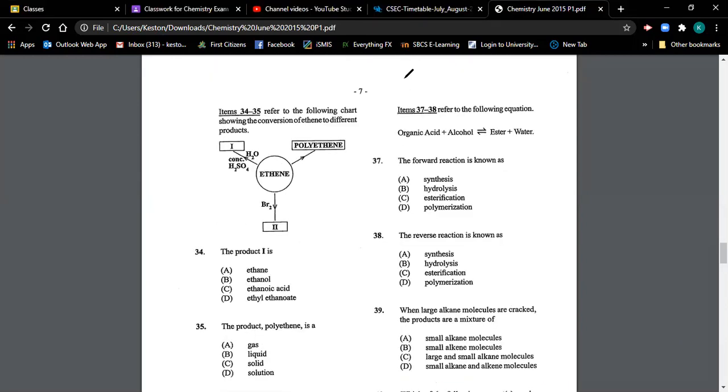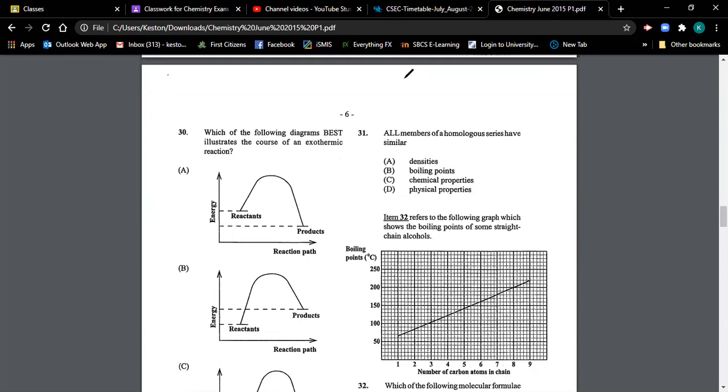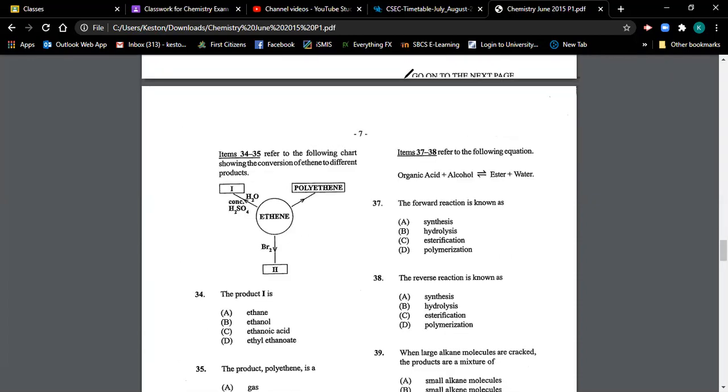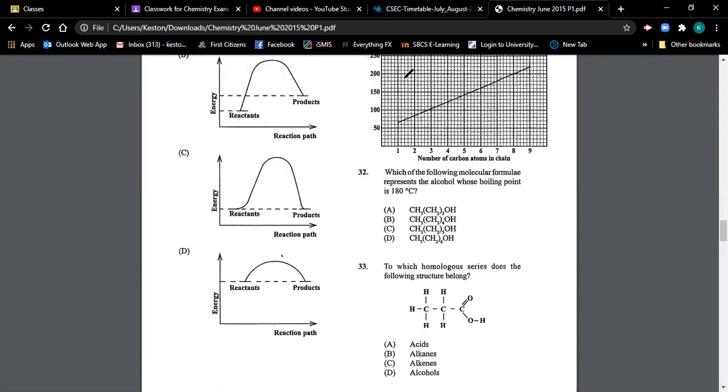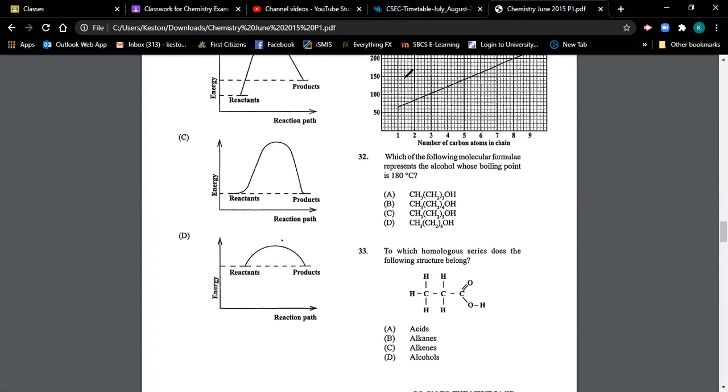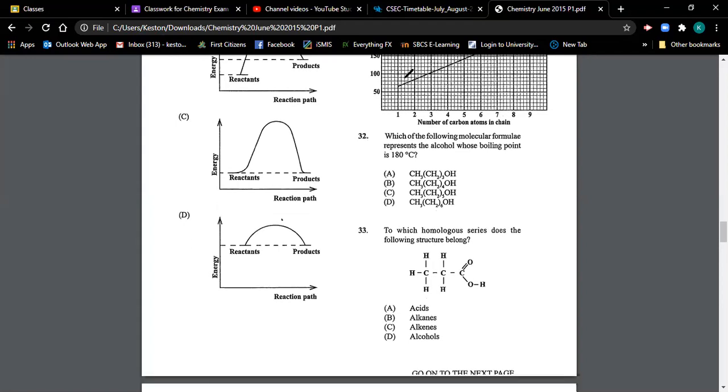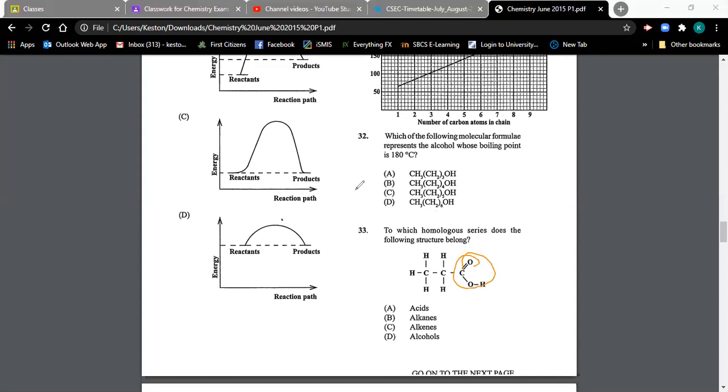33. Where's 33? There you go. What homologous series does the following structure belong to? COOH group. You all know this one. It's the correct answer for this one. Everybody seeing? Yep, that's correct. Good job. Acids.